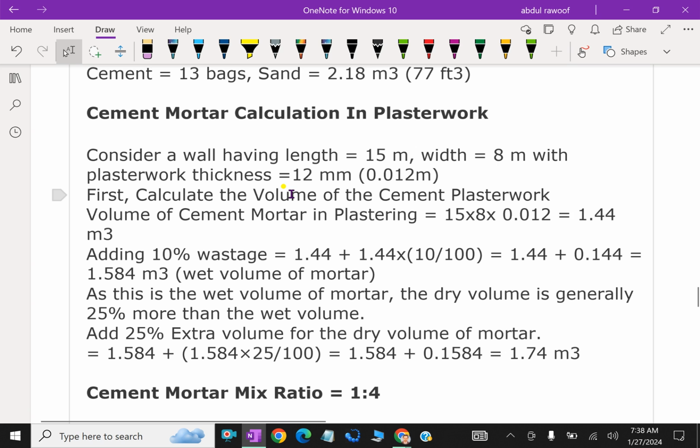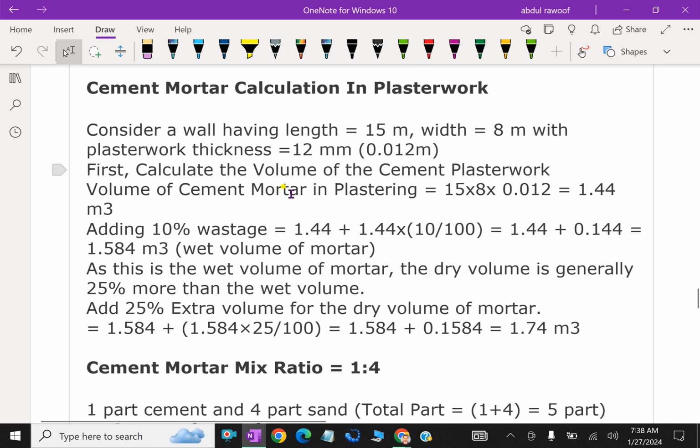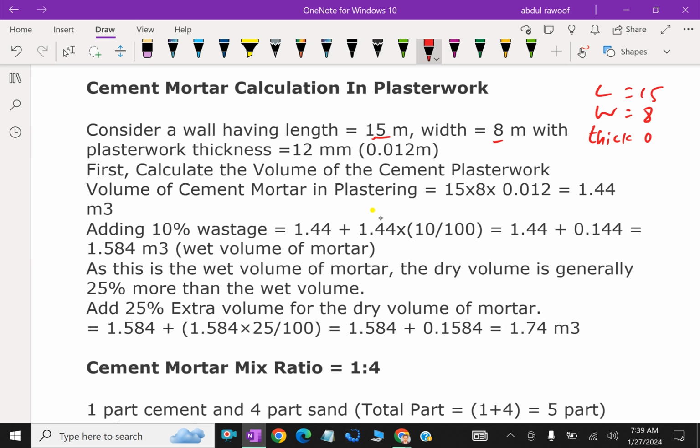Now next we need plastering work. Consider a wall having length 15 meter and width 8 meter; length and width are required for wall plastering. Plastering work thickness is 12 mm, that is 0.012 meter. This much thickness of plastering is required normally.